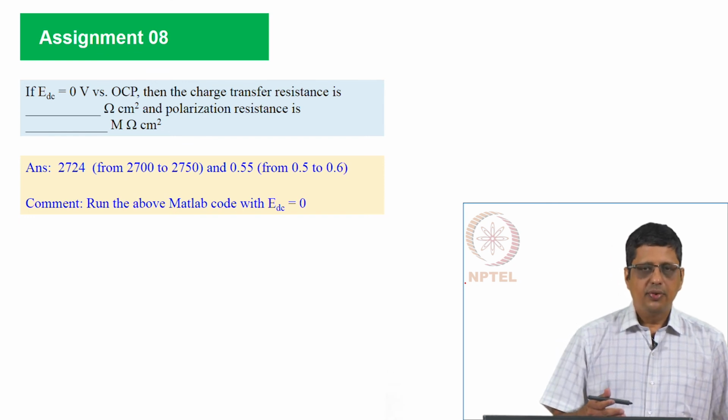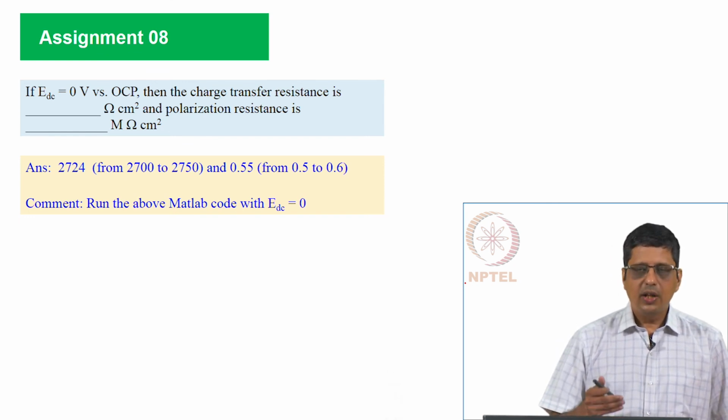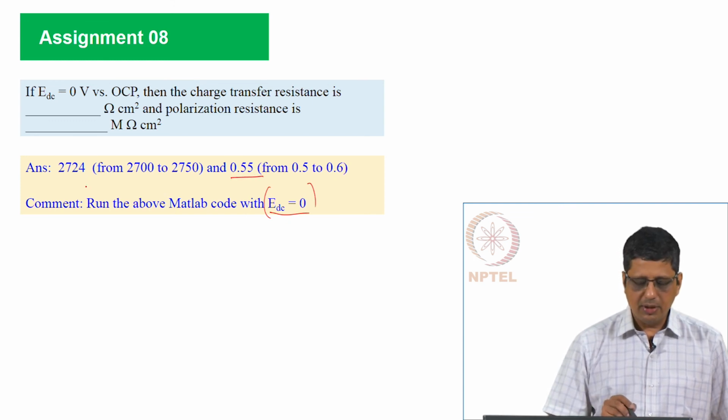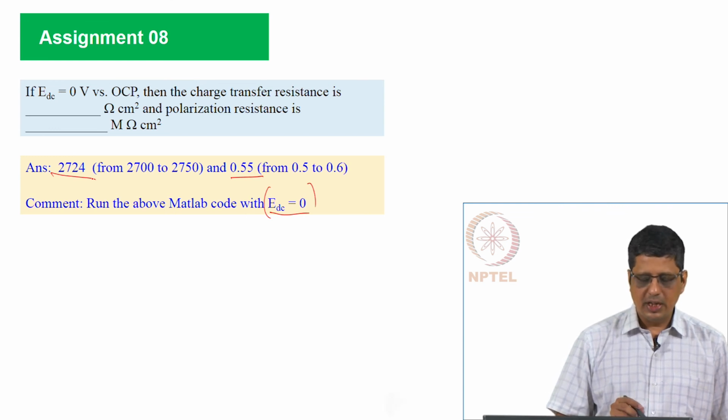Then instead of EDC being 0.1, what if EDC is 0 voltage? You can rerun the code setting EDC to be 0, and you would find that the value of polarization resistance is close to 0.55 mega ohm centimeter square, and charge transfer resistance is close to 2.7 kilo ohm centimeter square.